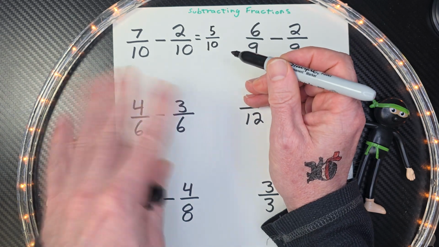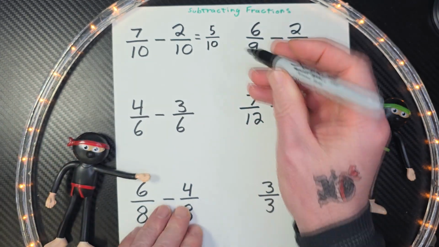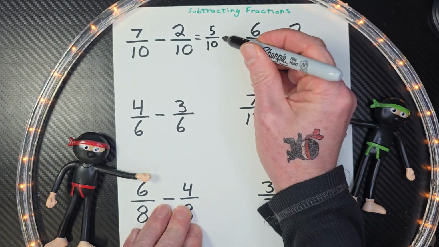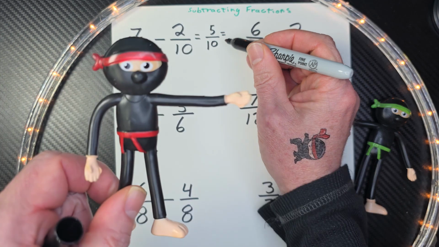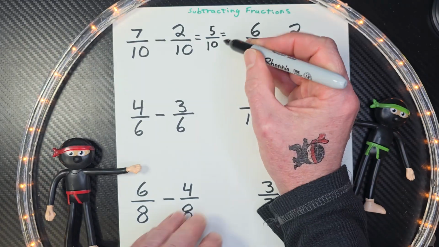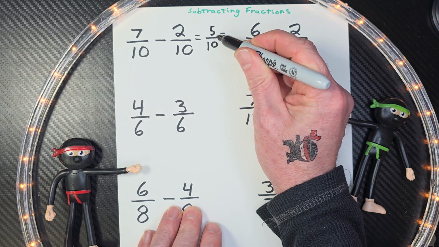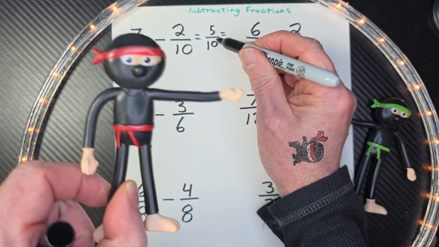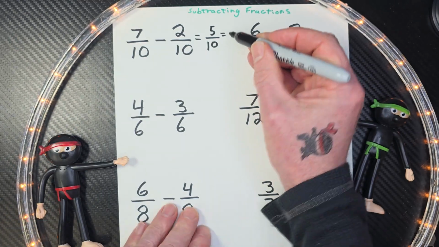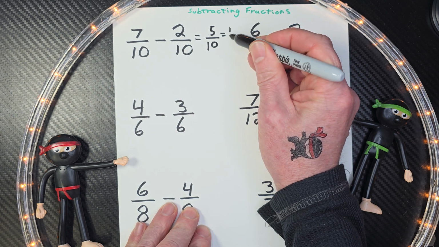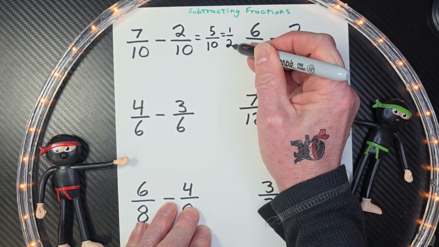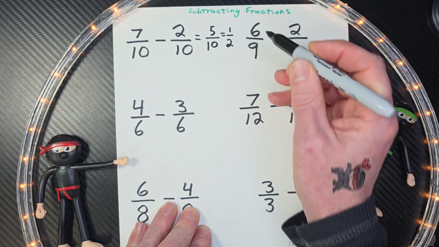Now, I'm not sure where you are in the level of your class, but you can even simplify that more. Yes. So you could simplify that. Basically, you're saying, what is 10 divided by 5? 2. That's right. So that would be a half. 1 over 2.